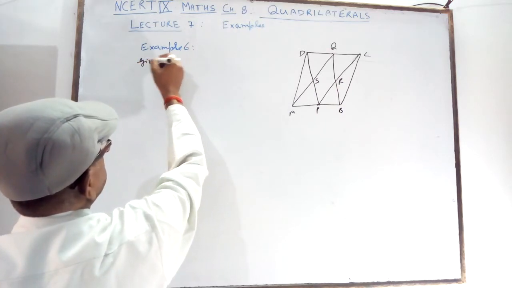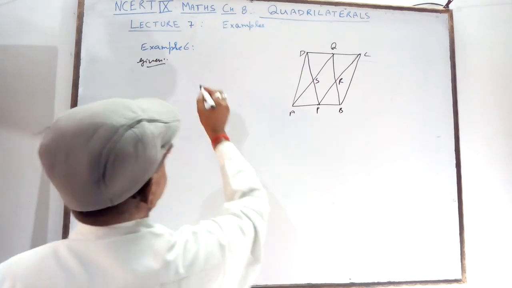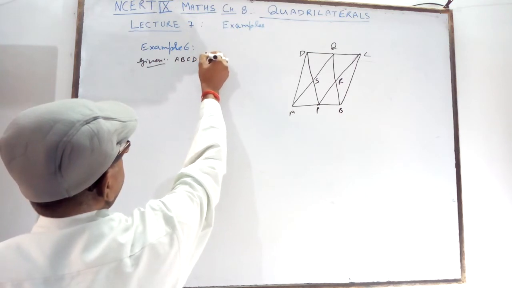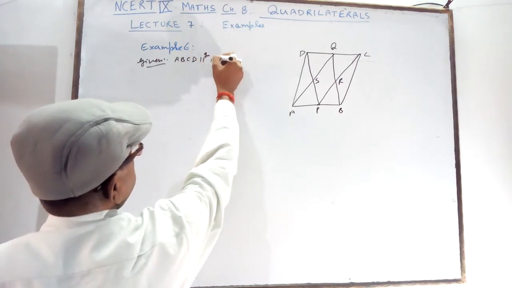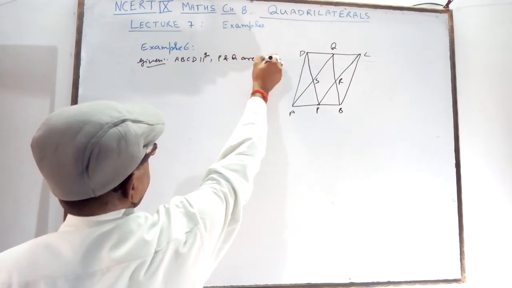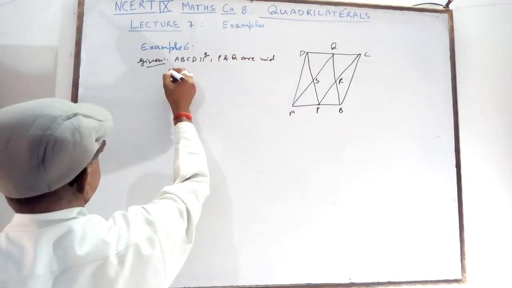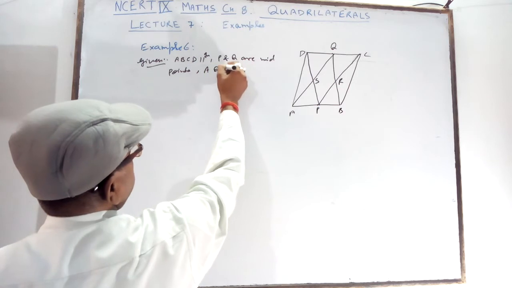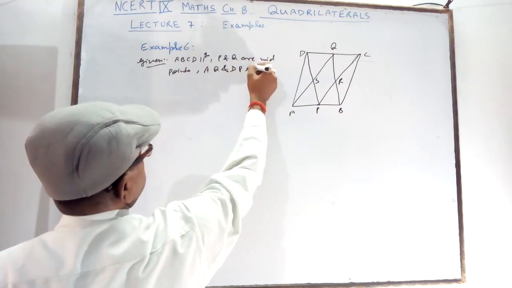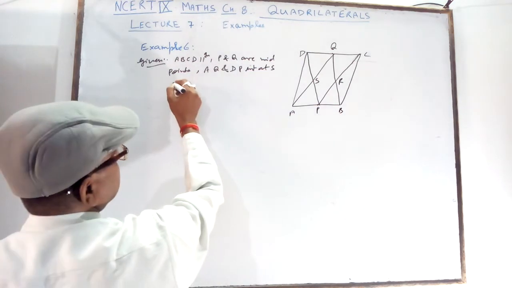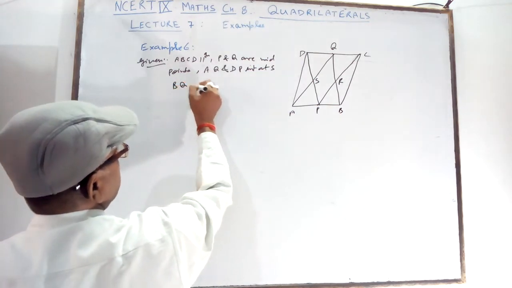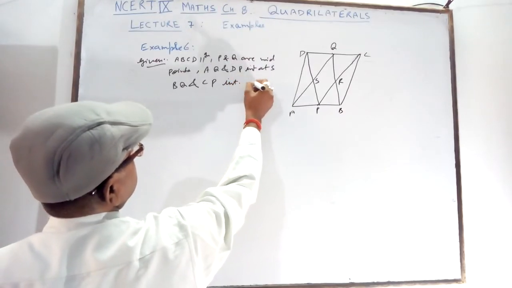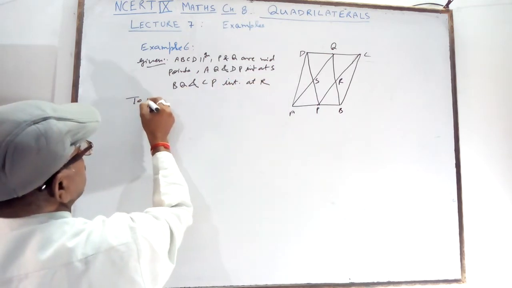Given, what is given? Very simple, and it is based on theorem 8.8. ABCD is a parallelogram, P and Q are midpoints. AQ and DP intersect at S. BQ and CP intersect at R.